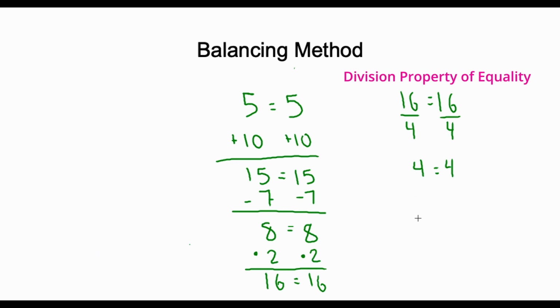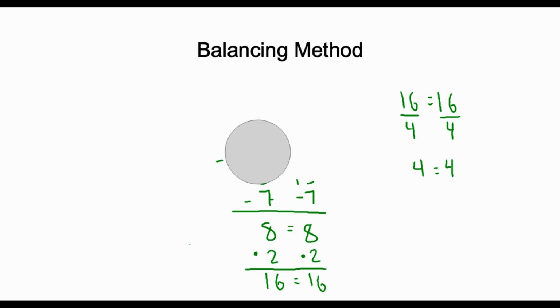And the whole idea is that whatever operation you do, you want to do the same operation with the same number to the other side, so both sides remain equal to each other. Now, why do we need to do this? Well, let me show you.